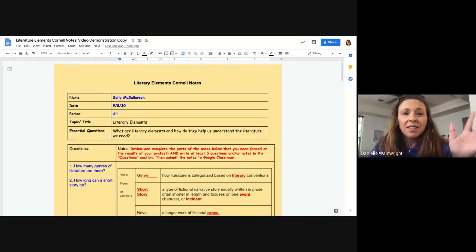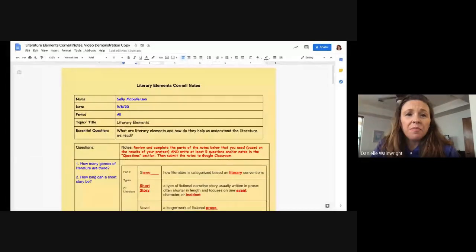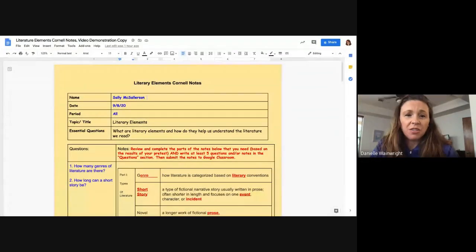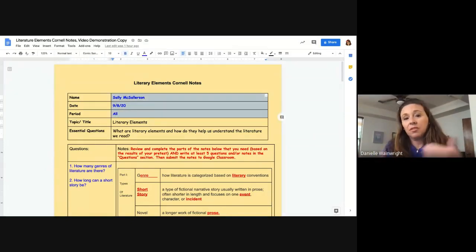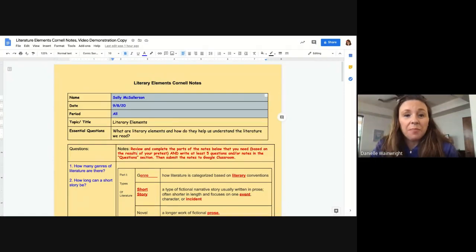Hi guys. This is going to be our video on the second section of Literary Elements Cornell Notes. Just remember, of course, that you've already filled in your name, your date, and your class period. And I have filled this all in blue because remember, in our class, blue means that it's a sample, red is instructions, and green means you can copy it.